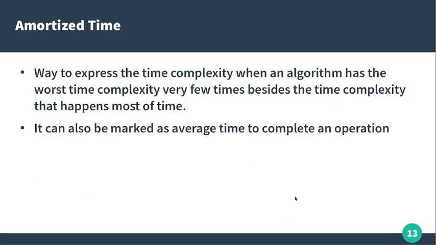Now, to optimize this algorithm and analyze it in amortized time, there is another algorithm. So what is amortized time? Amortized time is the way to express the time complexity when an algorithm has a bad worst-case time complexity, but it occurs very rarely, once in a while, while most of the time the operation is cheaper. So it can also be seen as the average time to complete an operation.